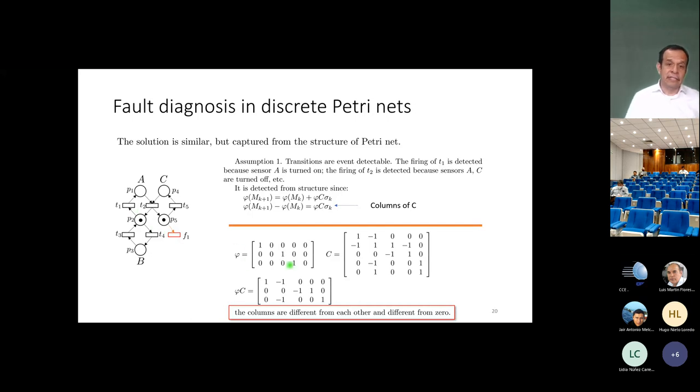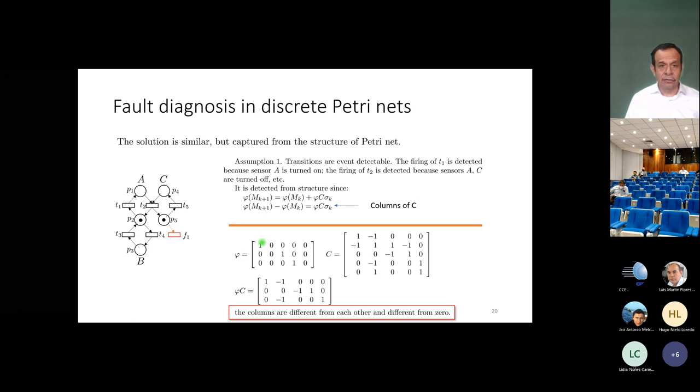This is the matrix of sensors. There are three sensors, A, B, and C. So I have three rows, A, B, and C. And sensor A is associated to place one, like this. Sensor B, the second row, is associated to place three, and sensor C is associated to place four.